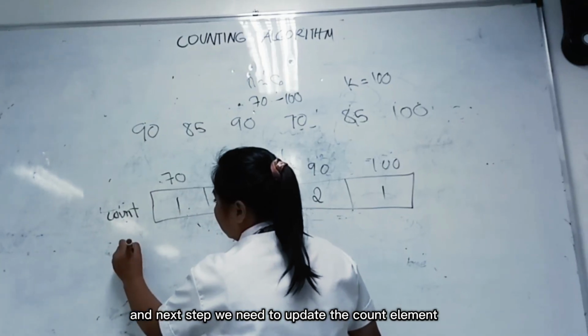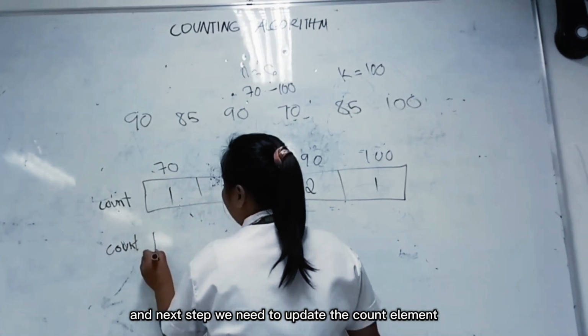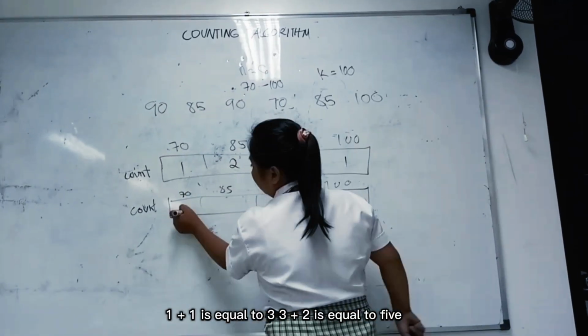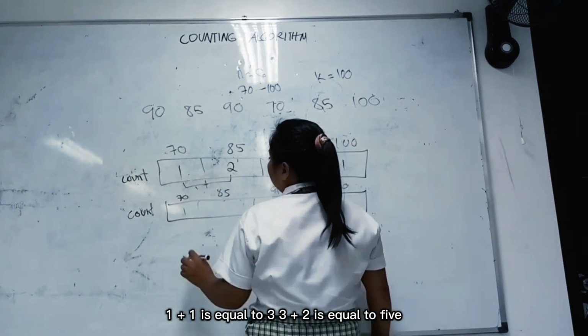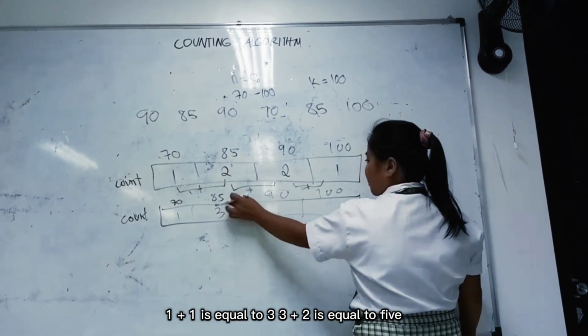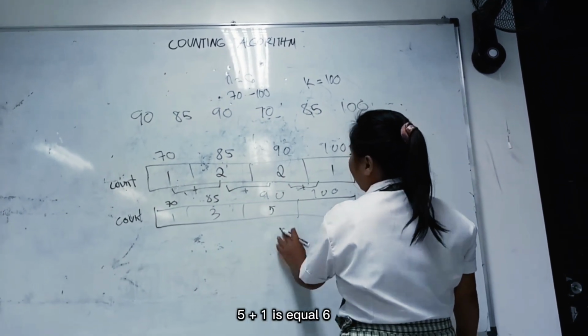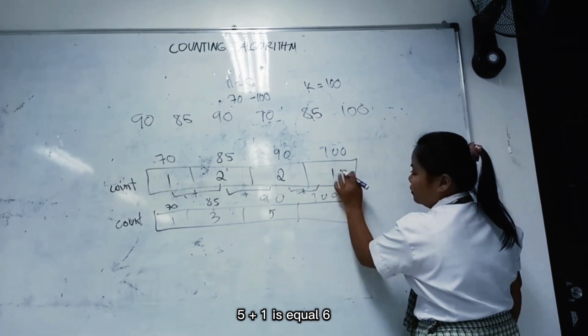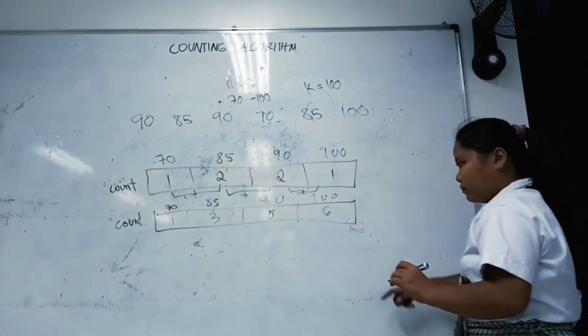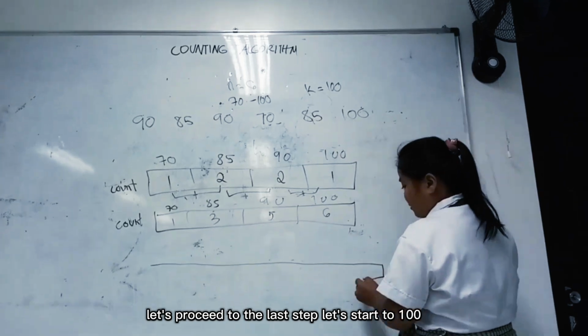And next step, we need to update the count elements. 1 plus 1 is equal to 3... 3 plus 2 is equal to 5. 5 plus 1 is equal to 6. Let's proceed to the last step.